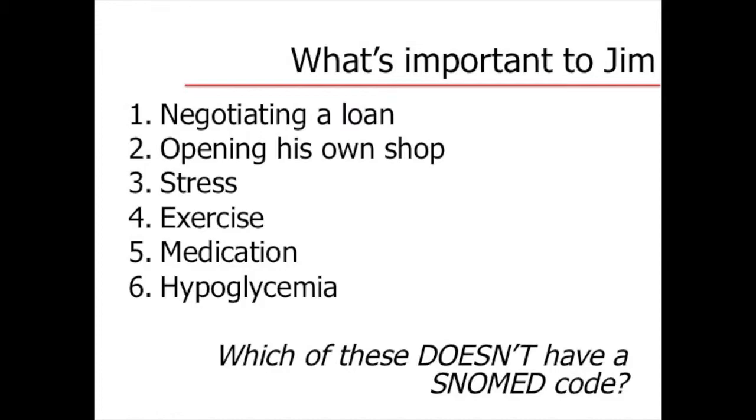Can we go to the next slide, please? What I want you to think about for a few minutes is what's important to Jim. Well, what he learned from the video is that he's negotiating a loan, he's opening a shop, he has stress, is doing exercise, taking medications, and is worried about experiencing hypoglycemia. Which of these doesn't have his medical code? Most of them, actually. So what's important to Jim are these experiences in his life and learning ways to manage them. Let's look at the next slide and see more in depth about the language.